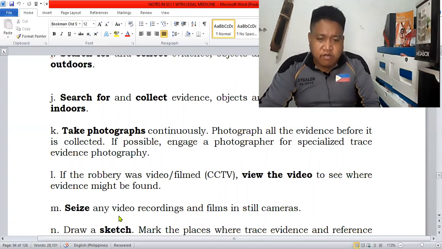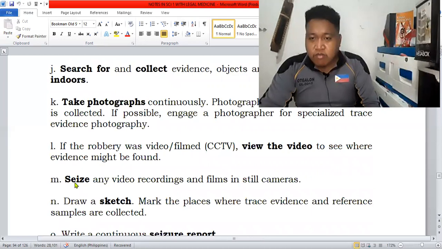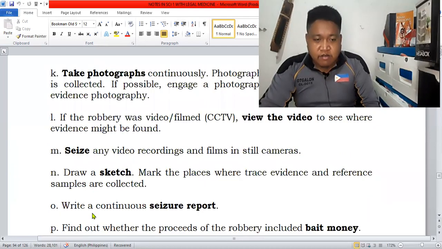Seize any video recordings and films in still cameras. Yan, pwede mong kunin in your possession for purposes of investigation. Draw a sketch. Mark the places where traces, evidence, and references samples are collected. Write a continuous seizure report.